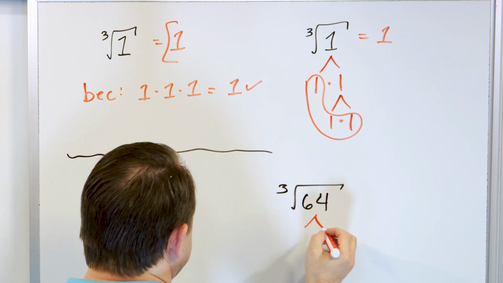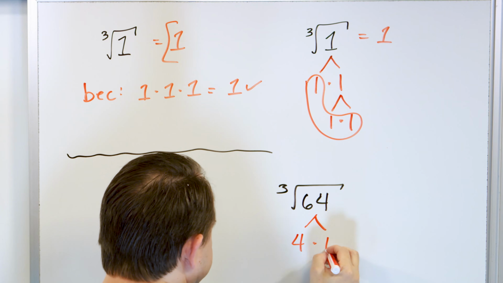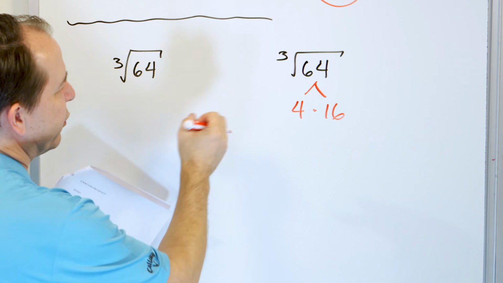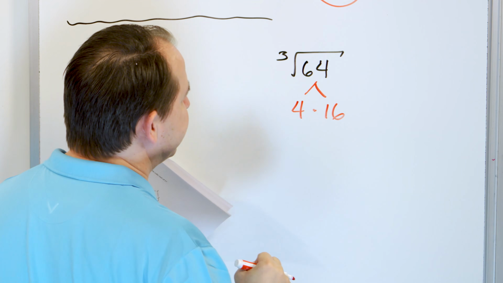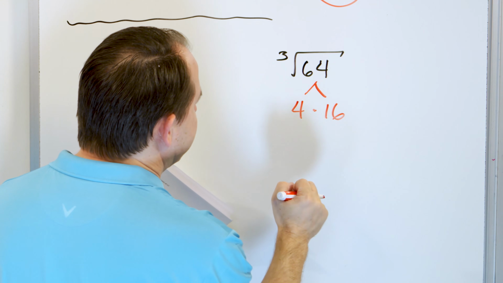Now, what times what is 64? You can use anything you want. I'm going to use 4 times 16, but you could also use 8 times 8 is 64. You'll get the same answer either way. Maybe we'll do it a second time in a second to show you. You're looking for triplets of numbers. I don't see any triplets here.